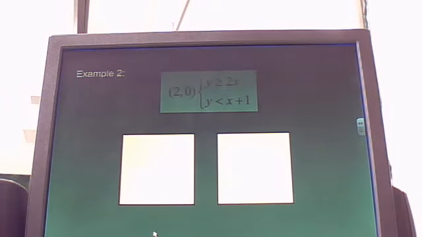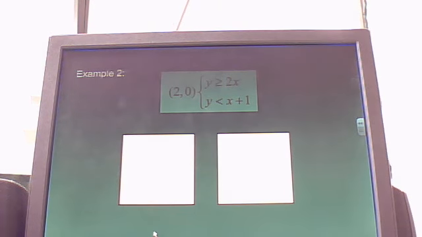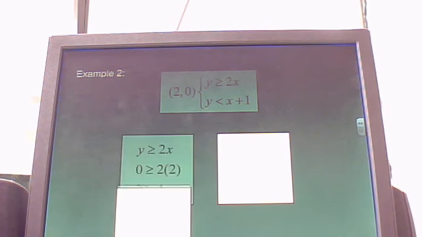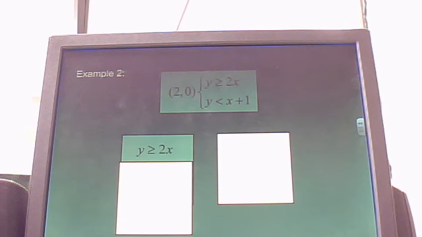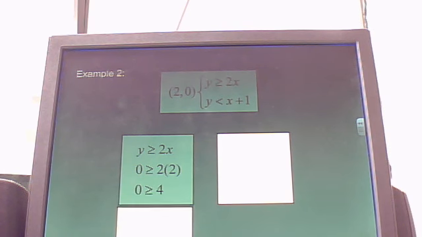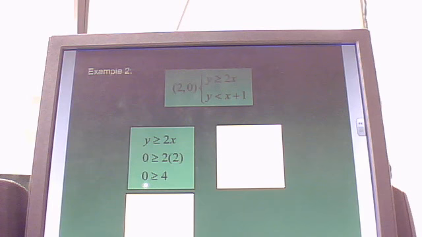Let's try another example. The solution is 2, 0. The system is y is greater than or equal to 2x, and y is less than x plus 1. We'll start with the first one. Y is greater than or equal to 2x. And for x, I'm going to plug in this 2 right here. And for y, I'm going to plug in the 0. I'm going to perform my operations, so nothing to perform on the left. On the right, 2 times 2 is 4. And we know that 0 is not greater than or equal to 4.